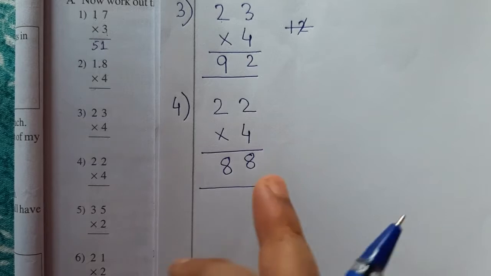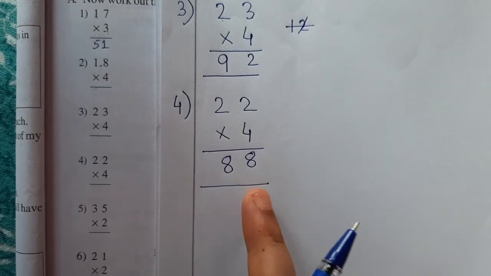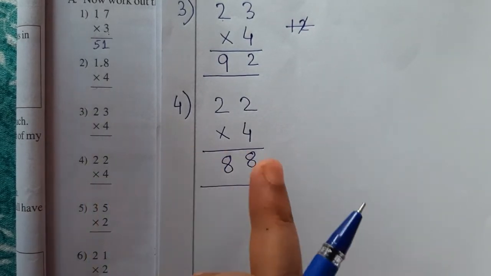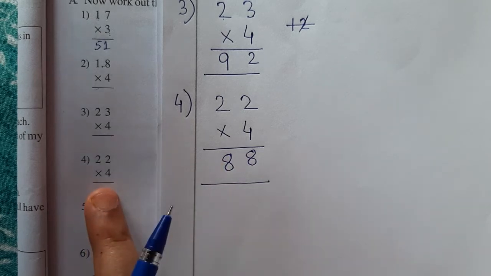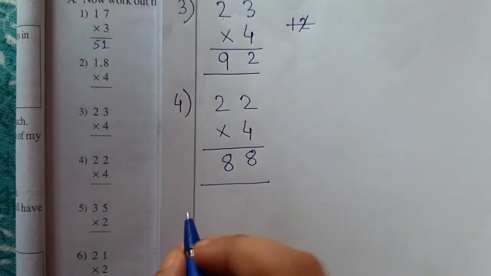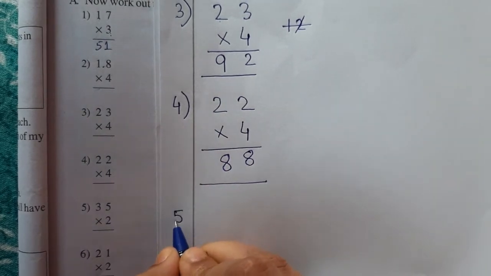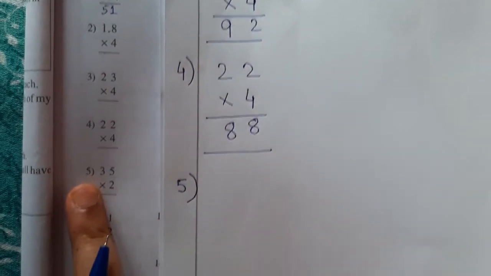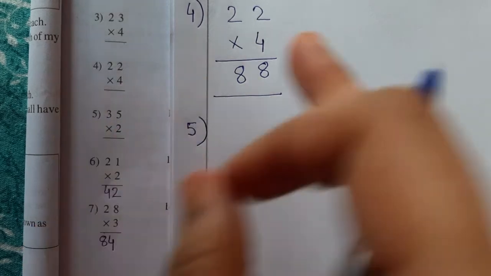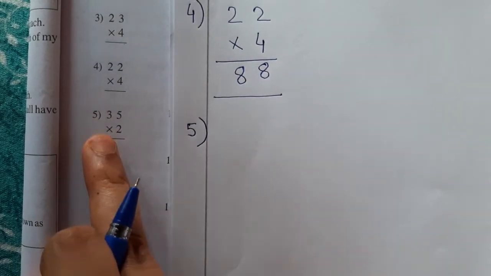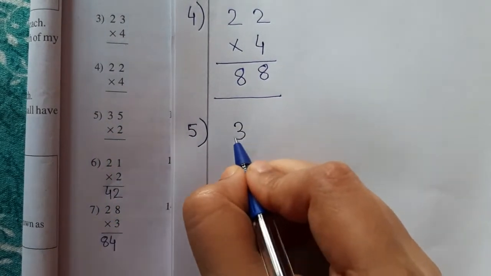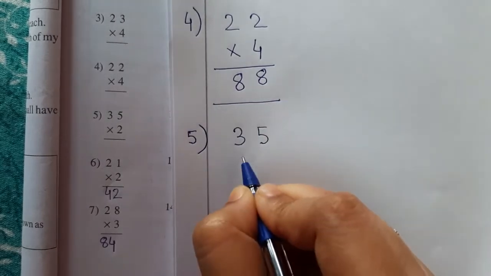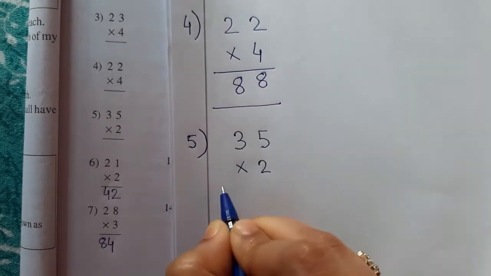Now remember to write these answers in your book also. Solve it and then write it in your book. Okay. Now let's move on to question number 5. We are done with 4. So question number 5. Now what does question number 5 say? 35 into 2.